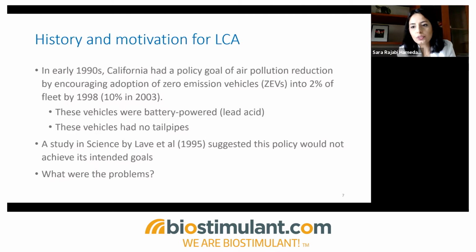These vehicles worked with lead-acid battery, and they didn't need any tailpipe, so no emission were released to the environment. So they were really attractive and appealing compared with gasoline cars. But one study in a science journal substantiated this policy cannot achieve its intended goals. And what are the problems and what made this policy fail?